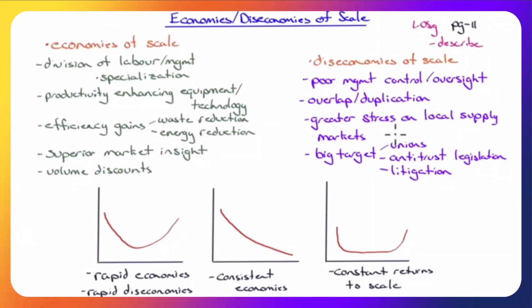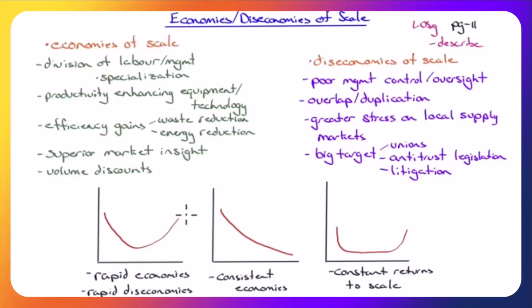If you're in a particular region where you just can't get the talent, you've pretty much exhausted the current labor supply, and you have to look further and further away, and you also have to pay more. Plus, the bigger you get, the bigger target you are for unions, for antitrust legislation, for litigation.